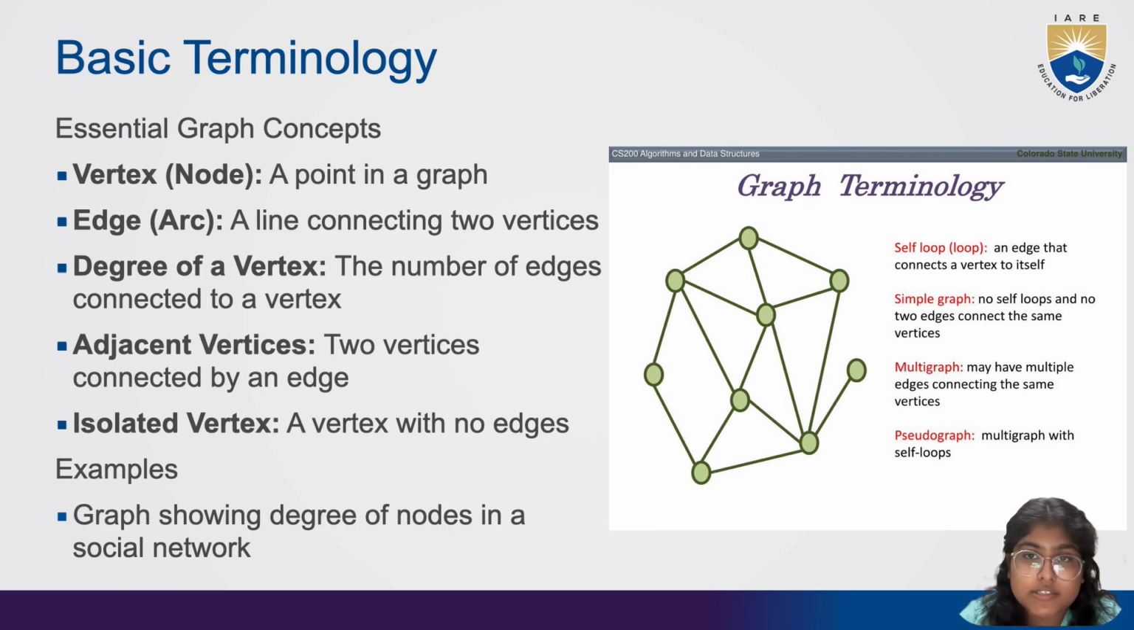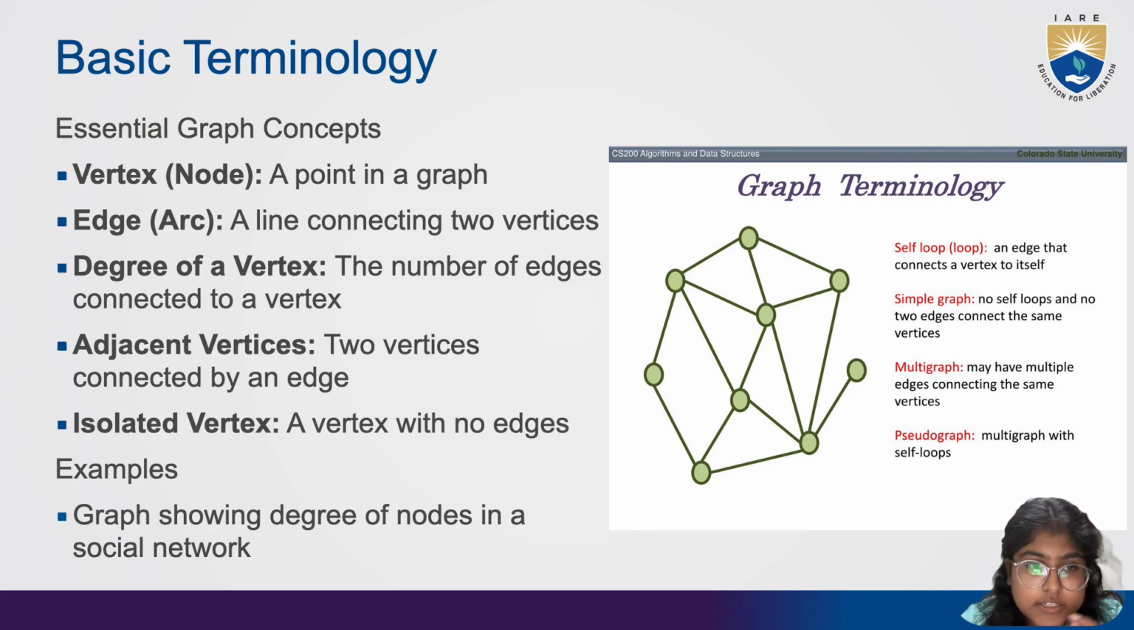Now, let us discuss some essential graph terms. Vertex: this is represented by V and is also called a node. It's basically a point in the graph. It is used to represent objects. Edge: simply represented by E, or an arc. It is a line connecting two vertices and represents connections and relationships.